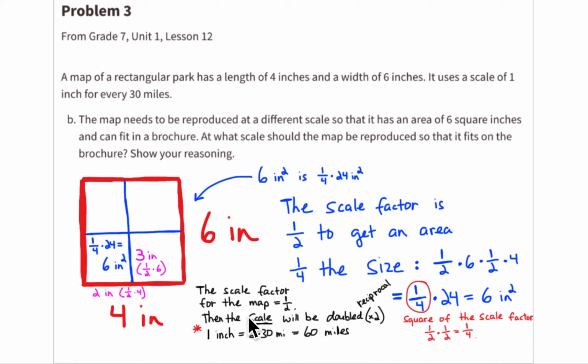So the scale factor for the map is 1/2. Then the scale, now this gets hard. Now we're going to talk about the scale. It was 1 inch for 30 miles. But the scale gets doubled.